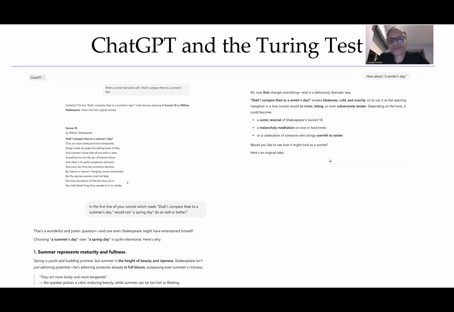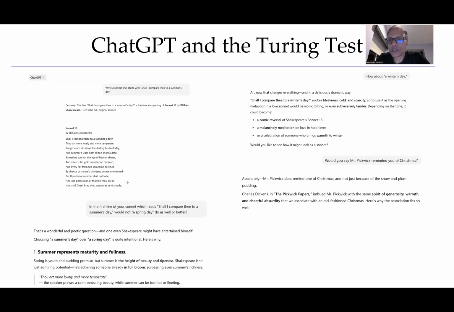Okay, so then I ask about Mr. Pickwick. Would you say Mr. Pickwick reminded you of Christmas? Absolutely. Mr. Pickwick does remind one of Christmas, not just because of the snow and plum pudding. And it talks about how Mr. Pickwick has generosity, warmth, and cheerful absurdity that we associate with Christmas. So ChatGPT thinks that the association fits so well.